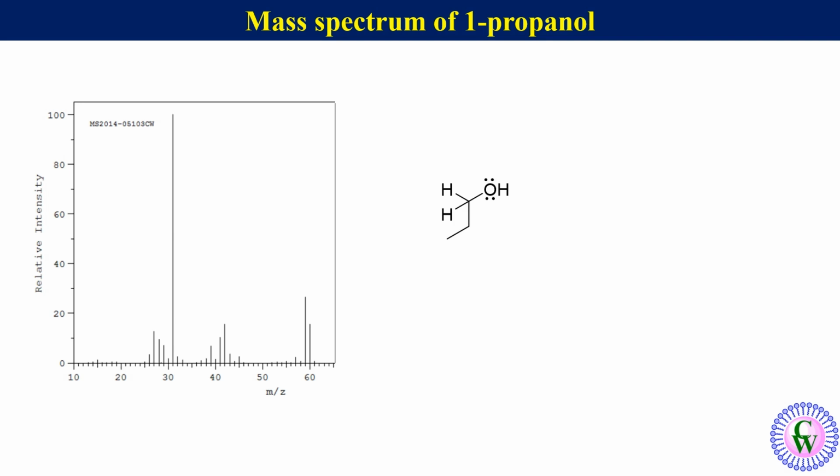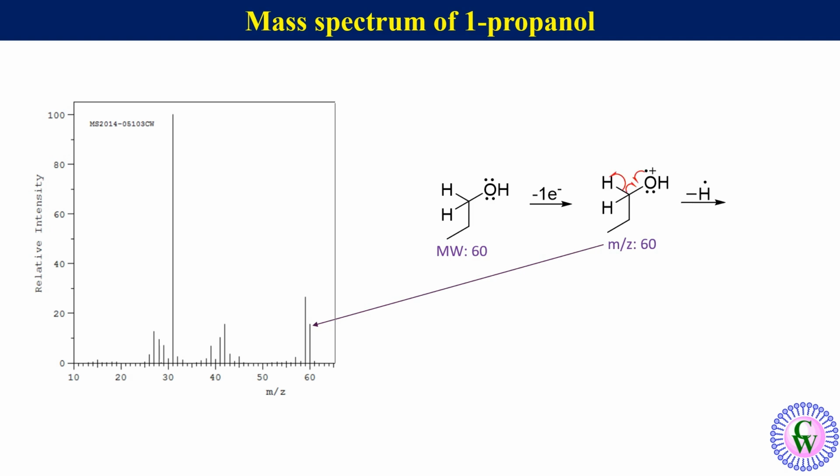Now let's go through examples. Mass spectrum of 1-propanol. The molecular weight of 1-propanol is 60. Electronic bombardment causes removal of one non-bonding electron to produce molecular ion with M/Z value of 60. Since this is a primary alcohol, we can see that there is significant intensity of molecular ion peak. It can remove H radical to produce protonated propionaldehyde corresponding to M-1 peak having M/Z value of 59.